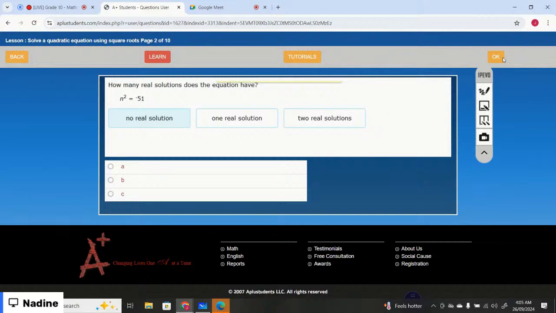How many real solutions does the equation have? So which is the correct option? The correct option is no real solution, right? The square root of negative 51 is not a real number, since the square root of a negative number is not real. So option A is the correct option.